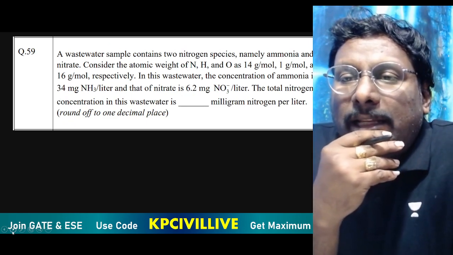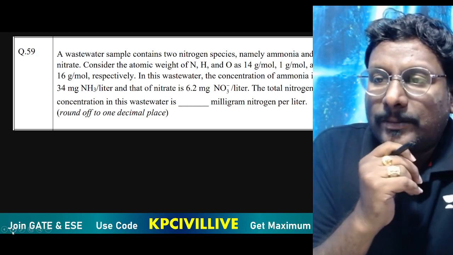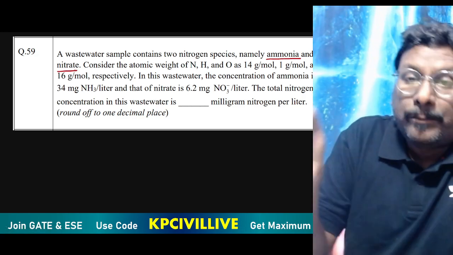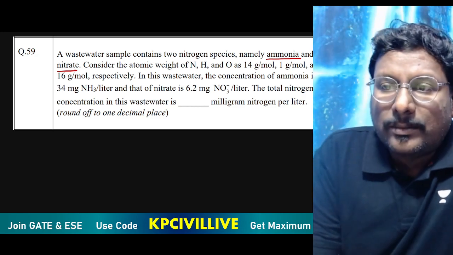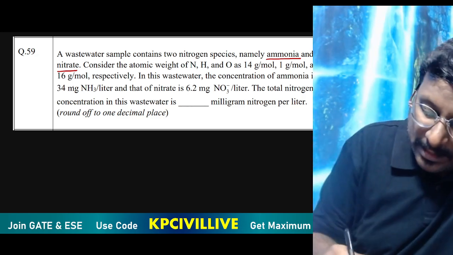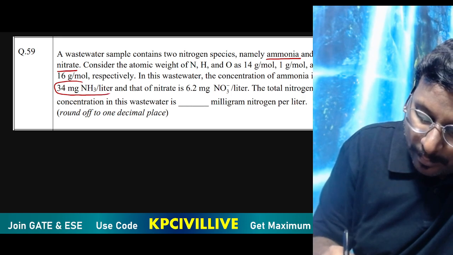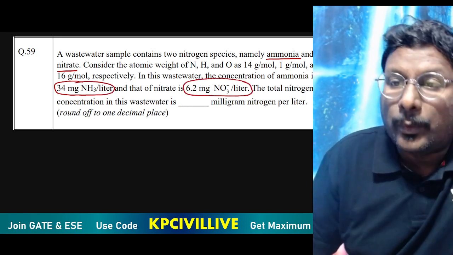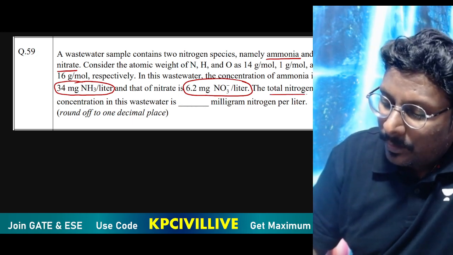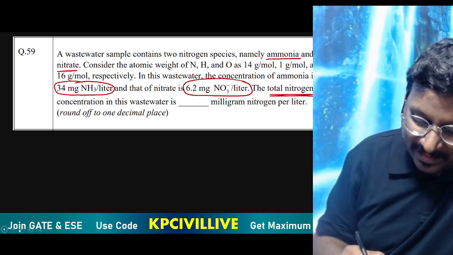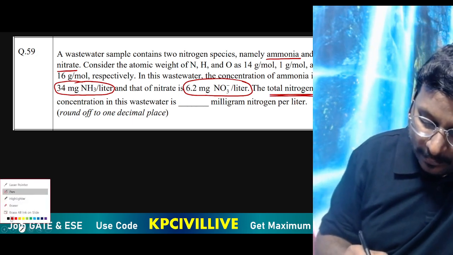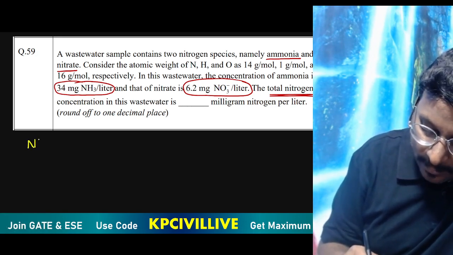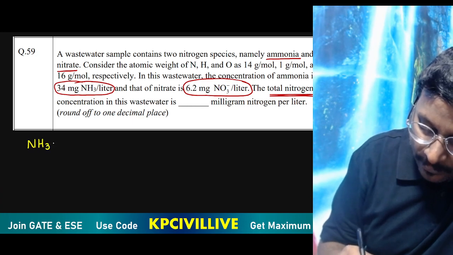Wastewater sample contains 2 nitrogen species, namely ammonia and nitrate. Consider atomic weights. In this wastewater, concentration of ammonia is 34 milligram per liter, concentration of nitrate is 6.2 milligram per liter. What is the total nitrogen concentration? Do one thing. What is ammonia concentration?